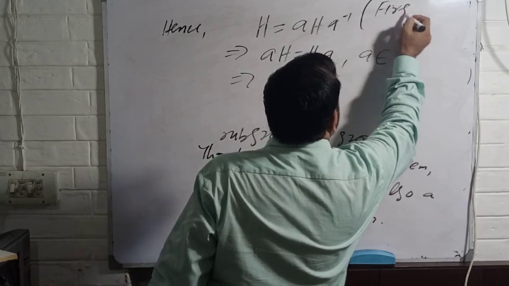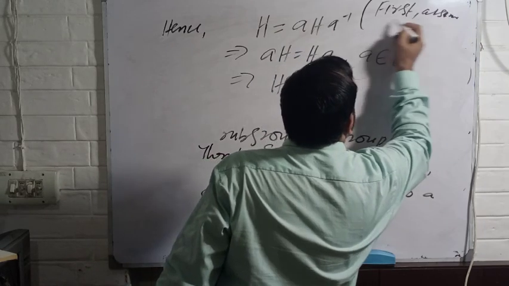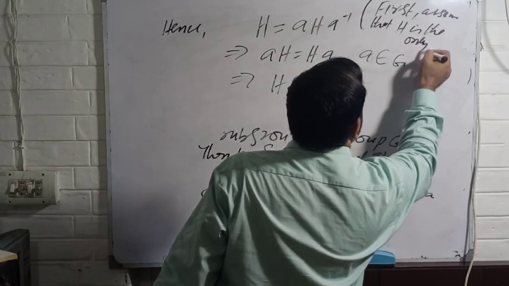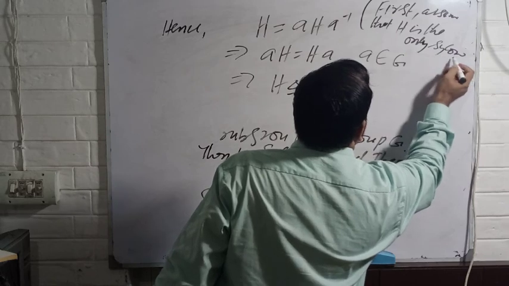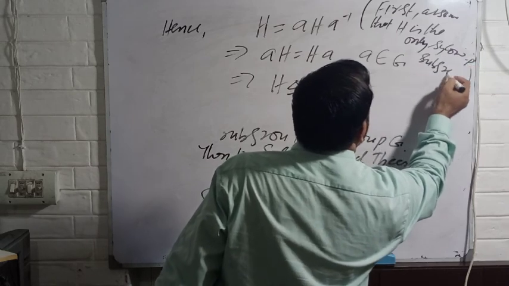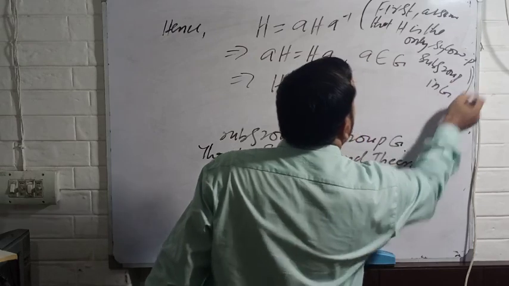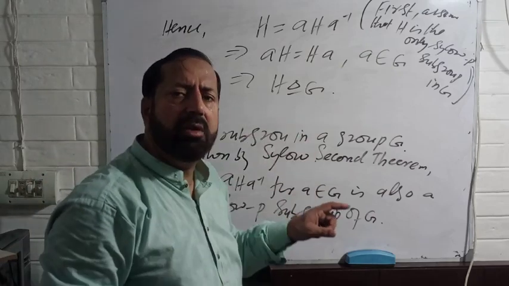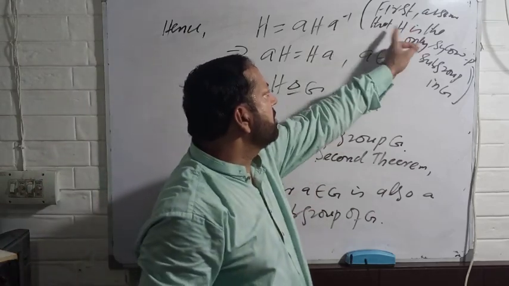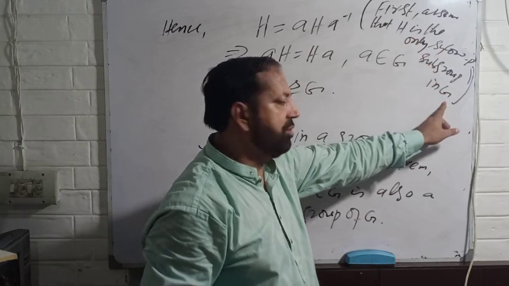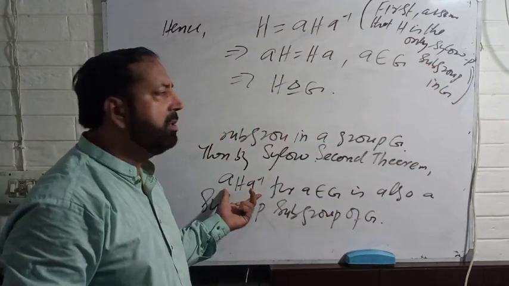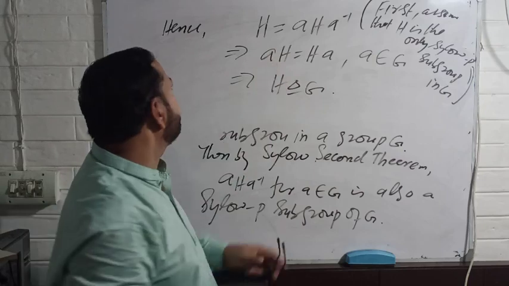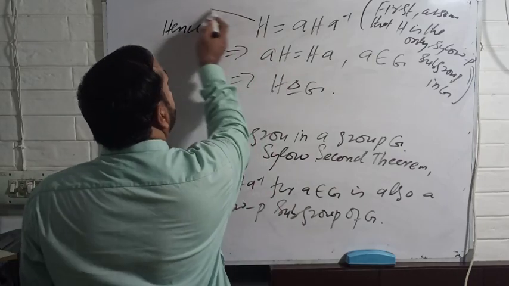First, assume that H is the only Sylow P subgroup in G. Okay, we should write this first before proving this result. First, you should assume that H is the only Sylow P subgroup in G, and since A H A inverse is also a Sylow P subgroup, this must be equal to H as well, right? This is by supposition.